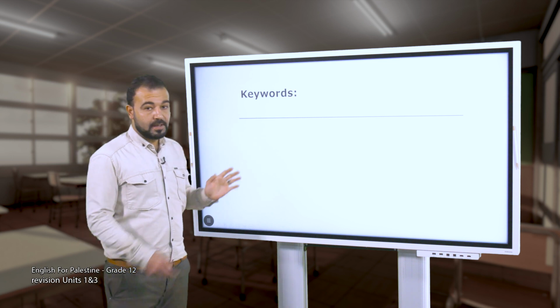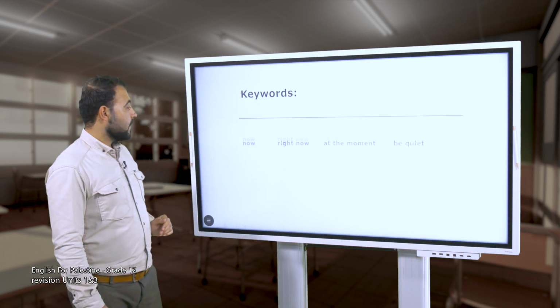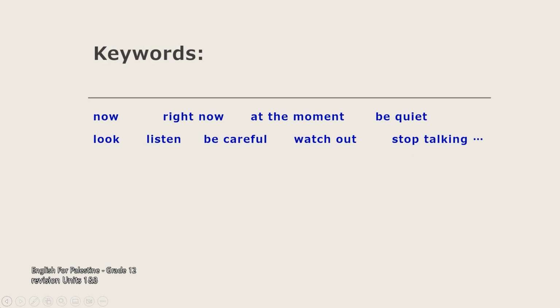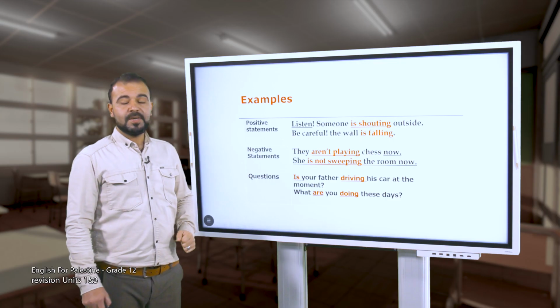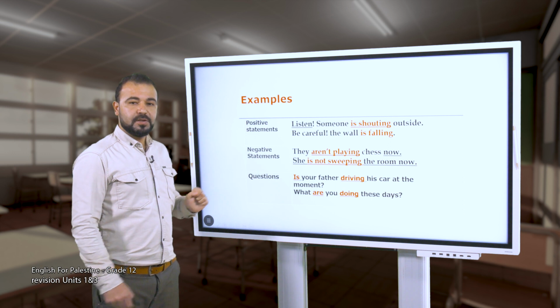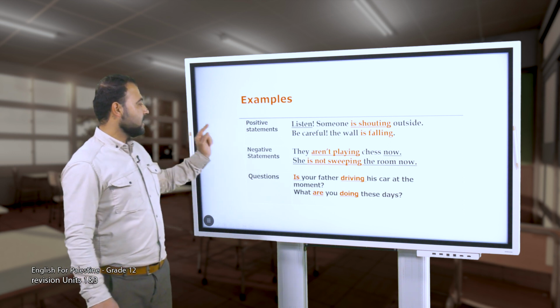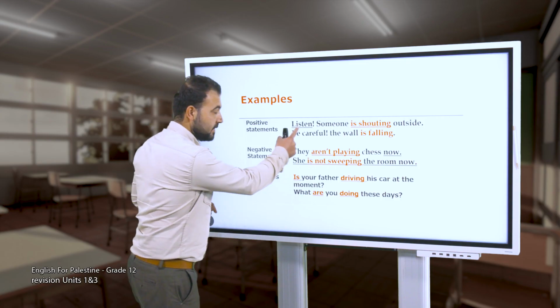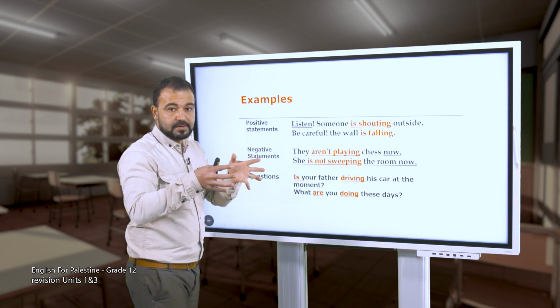Some keywords about the present continuous tense: now, right now, at the moment, look, listen, be careful, nowadays, these days. We have some examples here in this table. Let's see positive statements. Listen, someone is shouting outside. Listen is a key word.